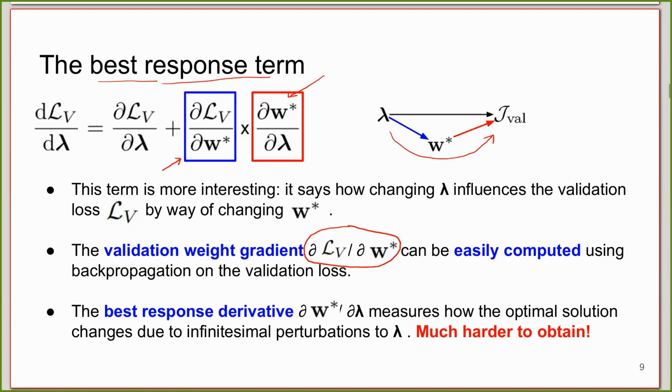And now we have this other thing called the best response derivative. This is the gradient of the optimized weights with respect to the hyperparameters. And that's where the tricky thing happens here. It's going to be harder to obtain this. In practice, you won't have a closed form expression for this, and you will have to do approximations. We're going to see different ways in which you can deal with this.